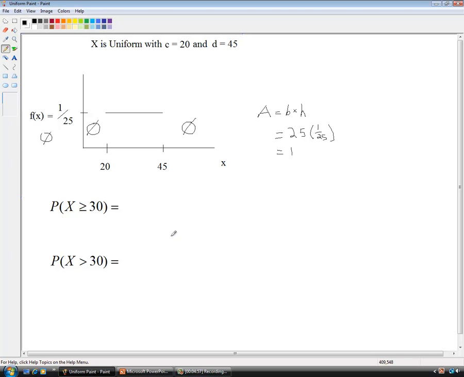Now, the probability that x is greater than or equal to 30 is equivalent to the probability that x is between 30 and 45, and 30 is in this general area here. So we look for the distance between 30 and 45, and that is going to be 45 minus 30. And that's going to be over this 25, over the D minus C, which is 25. And that equals 15 over 25, or 0.6.